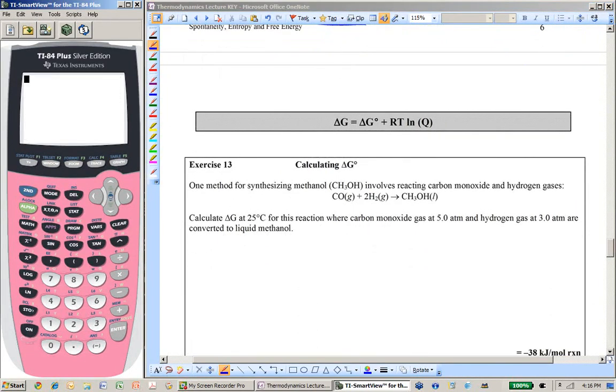All right. So delta G is equal to delta G naught plus RT ln Q. When do I use this? I use this when I am not at standard conditions.